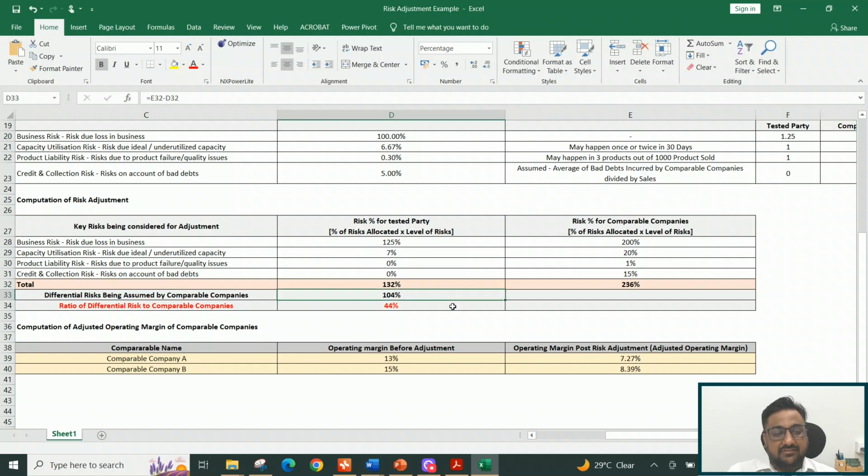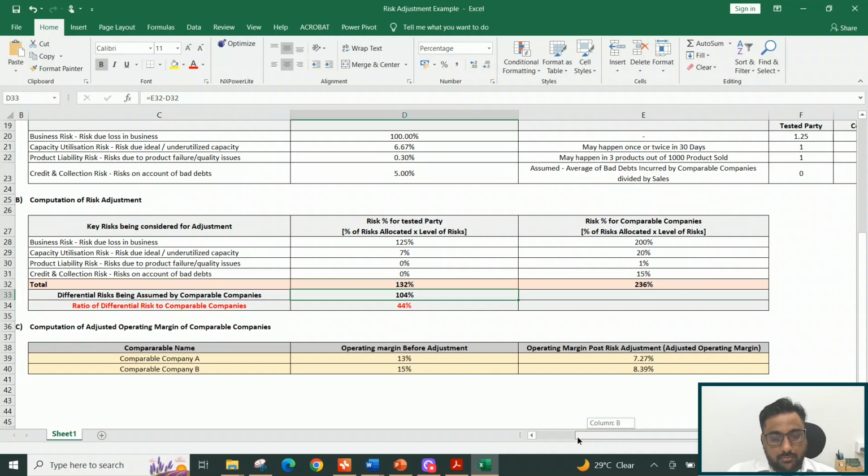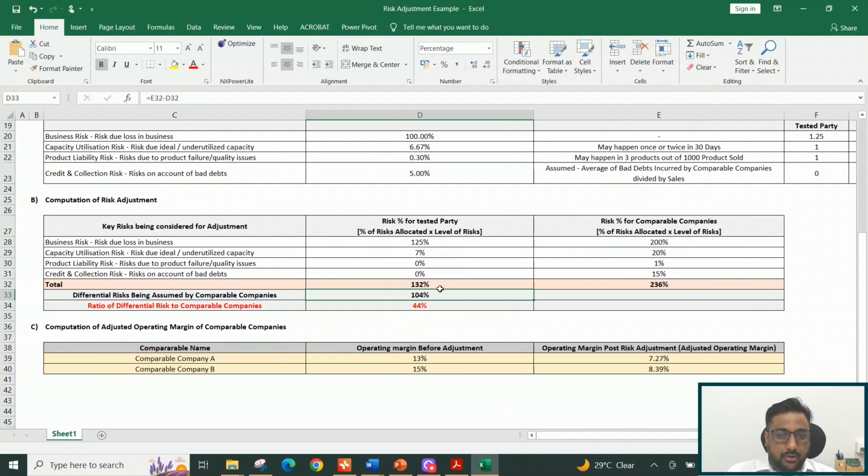Now I have arrived at a differential, so I have totaled them, and then appropriately I can understand that my tested party faces the risk quantum of 132% vis-a-vis the comparable companies which face the risk of 236%. So obviously the comparable companies face a higher risk percentage compared to the tested party. And what is that percentage? That percentage is 104.